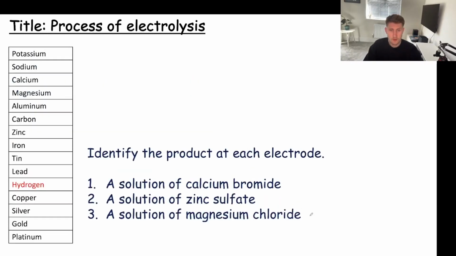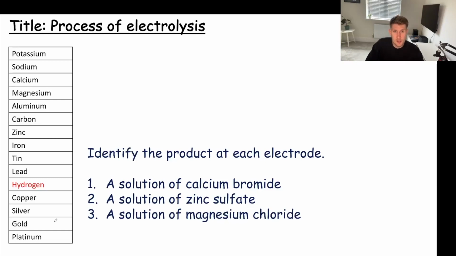Now, I've got some for you to have a go at here. I've got the reactivity series on the left, and as you see, everything above this red hydrogen here is more reactive than it. Everything below it, so copper, silver, gold, and platinum, is less reactive than it. What I want you to do is look at these 3 compounds and decide what's going to be formed at the positive electrode and what's going to be formed at the negative electrode.